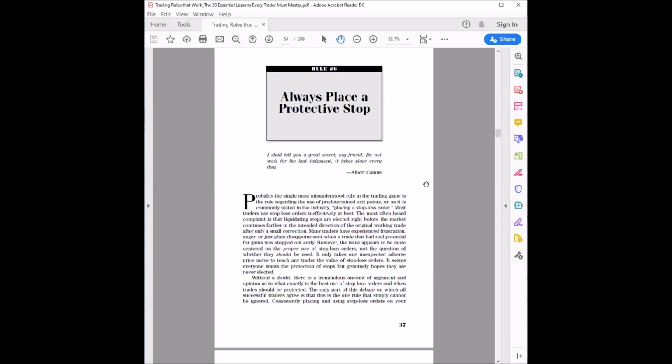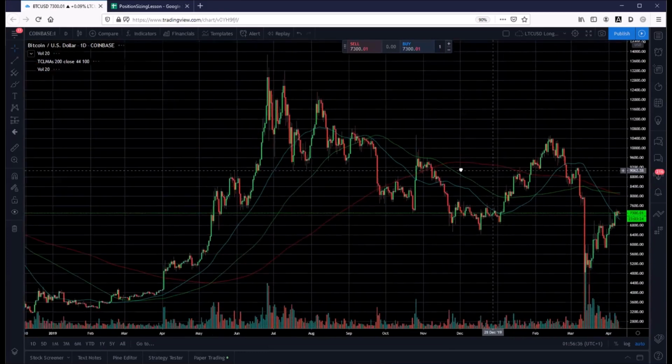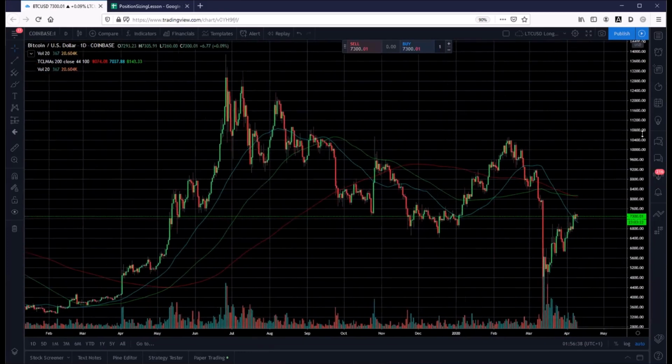So let's go take a look at Bitcoin as an example. I'm going to pull up the chart over here, and then I'll move my picture over. Okay, let me pull up a clean chart for a second and get the Coinbase chart up here. Here's our Coinbase chart of Bitcoin.